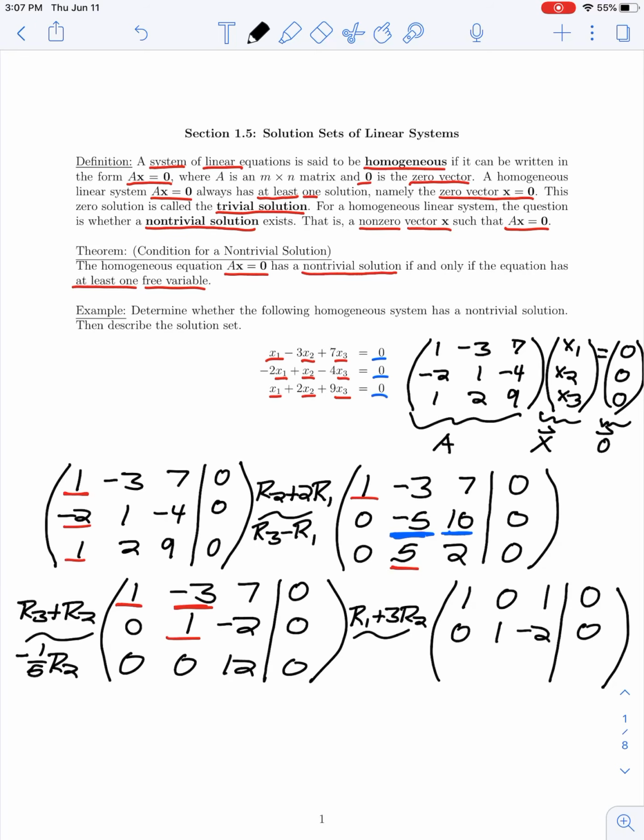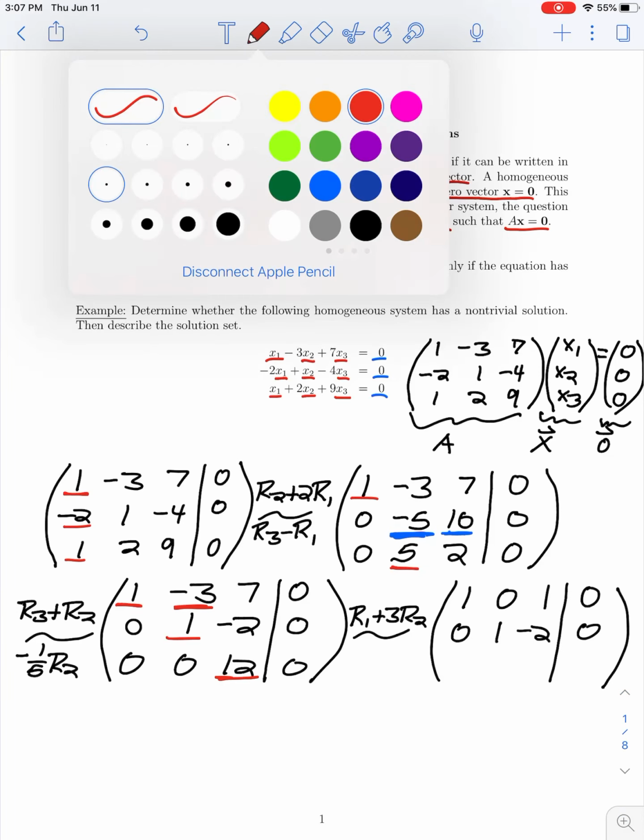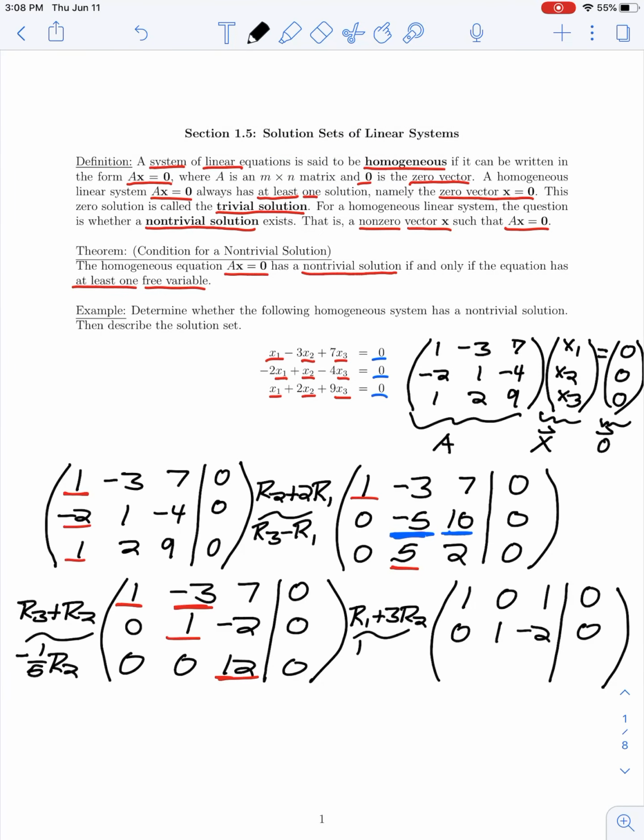And in my third row, this lead coefficient is 12. Now to get this into reduced row echelon form, I'd like to have it be a 1, which we could get by multiplying my third row through by 1/12. So that gives me a 0, 0, 1, 0 there. So we're almost done. In the first two rows, we have 1 as our leading coefficients and zeros above and below those terms.